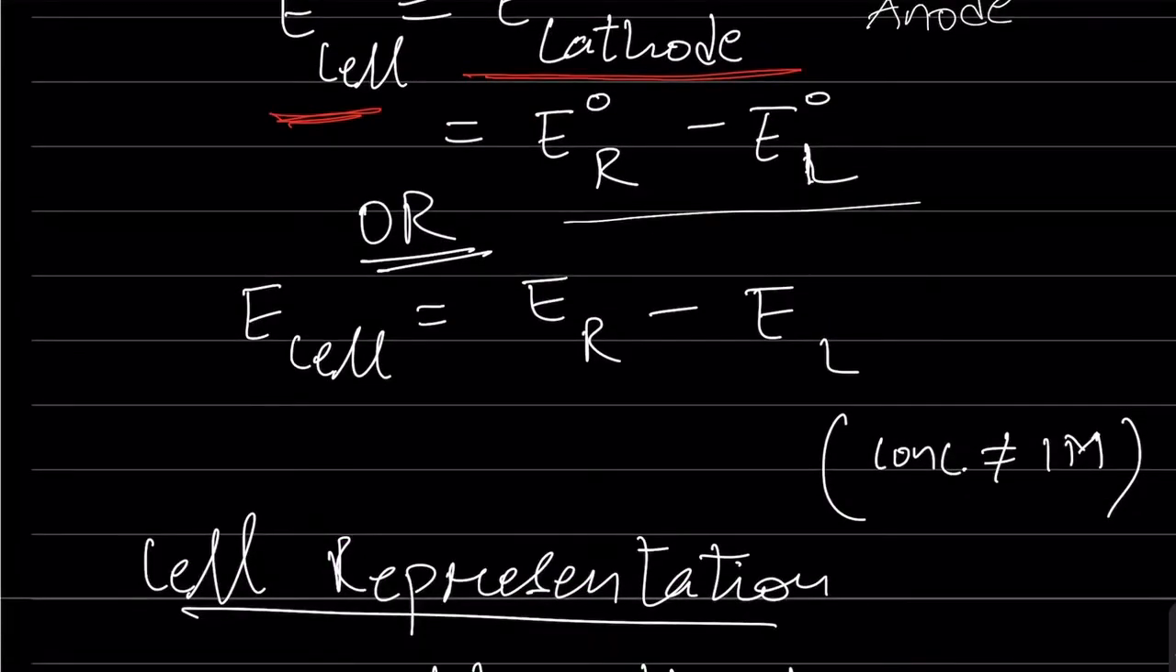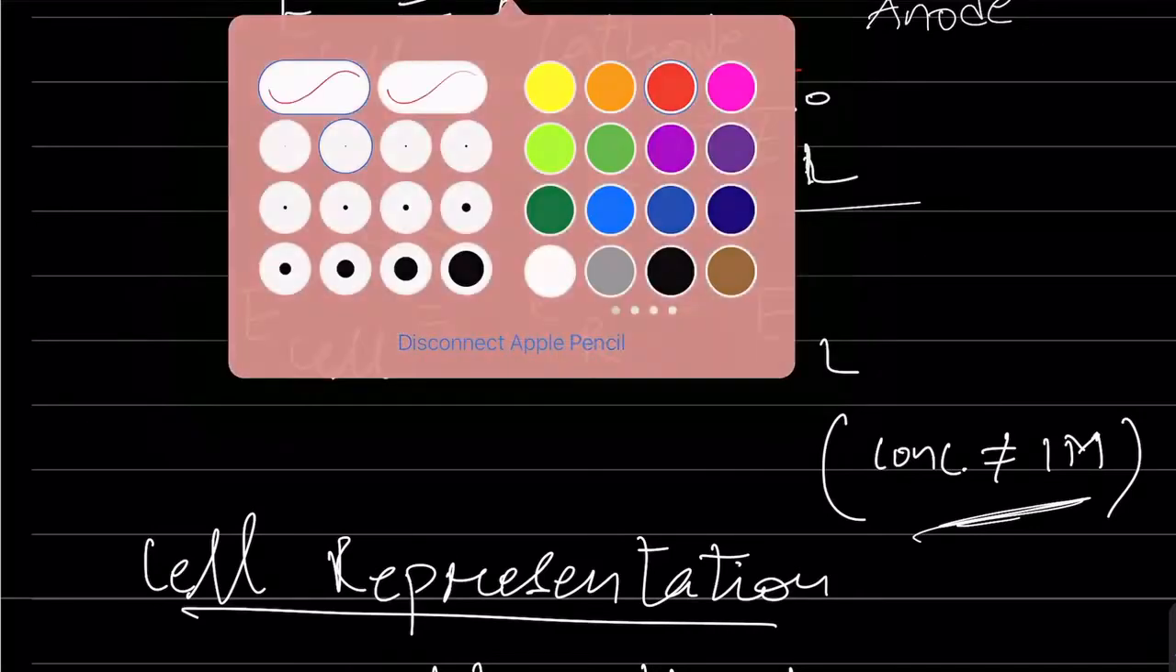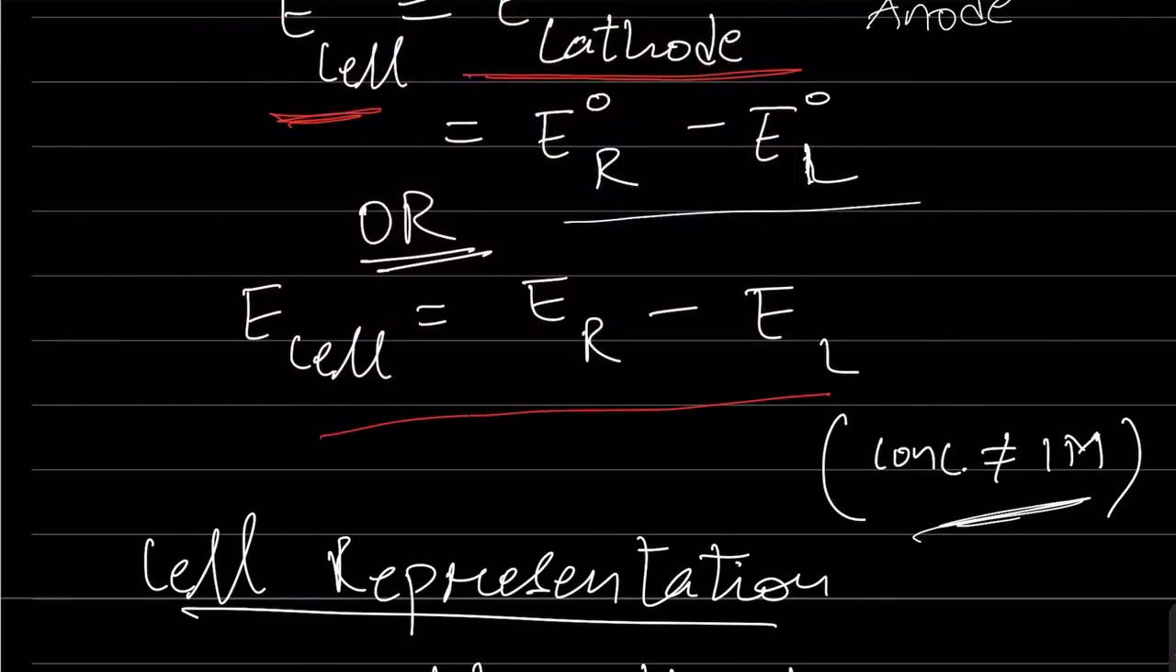And if it is not a standard state, that is concentration not equal to 1 molar, then what do we write? We write ER minus EL, that is the reduction potential of cathode minus the reduction potential of anode. Or you write reduction potential of cathode plus oxidation potential of anode. You can write it. So now every time it is very difficult to draw the figure.